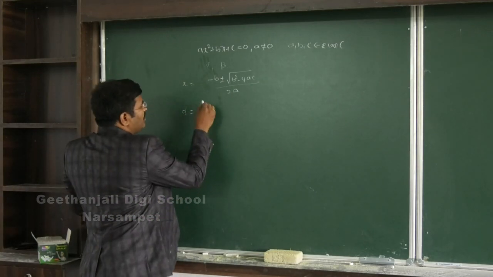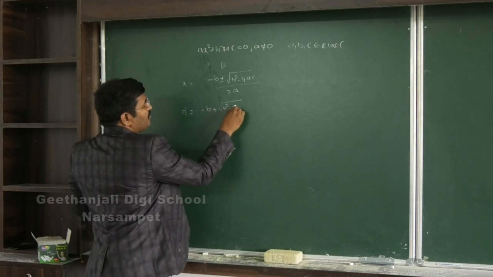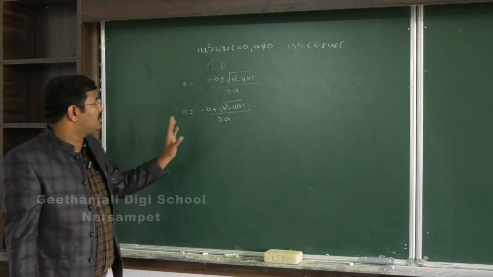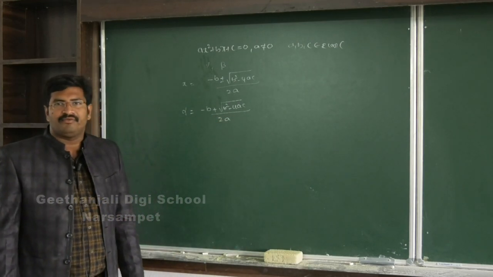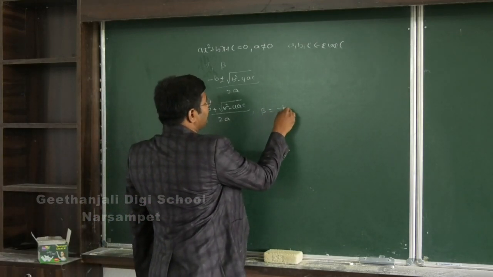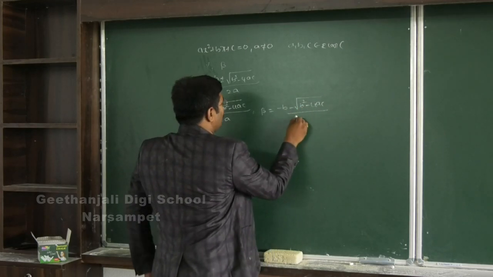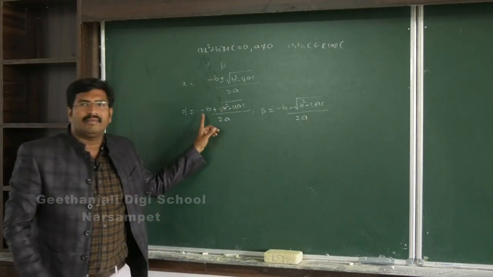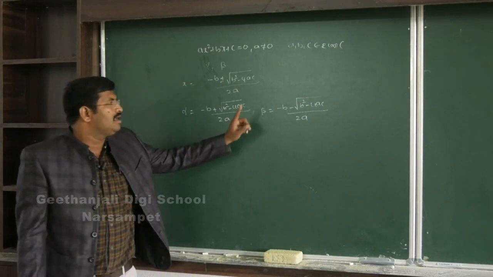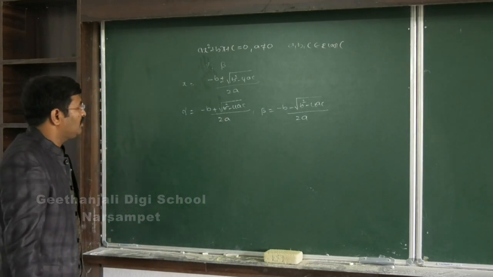We will take alpha is equal to minus b plus root of b square minus 4ac by 2a, and beta is equal to minus b minus root of b square minus 4ac by 2a.